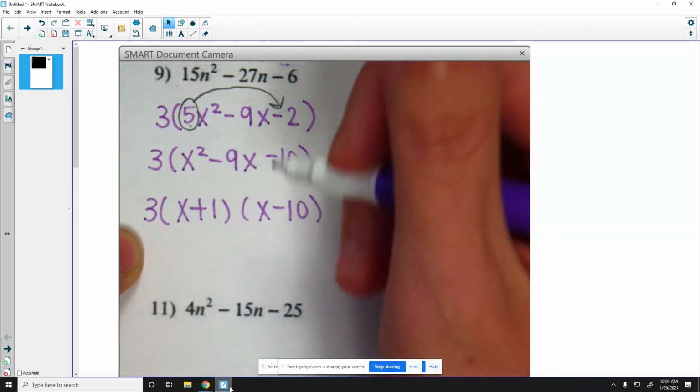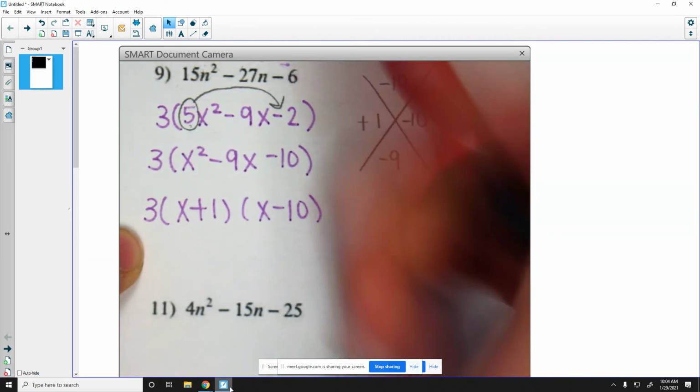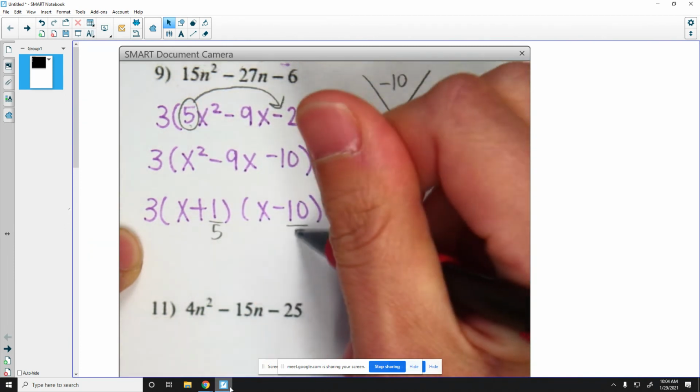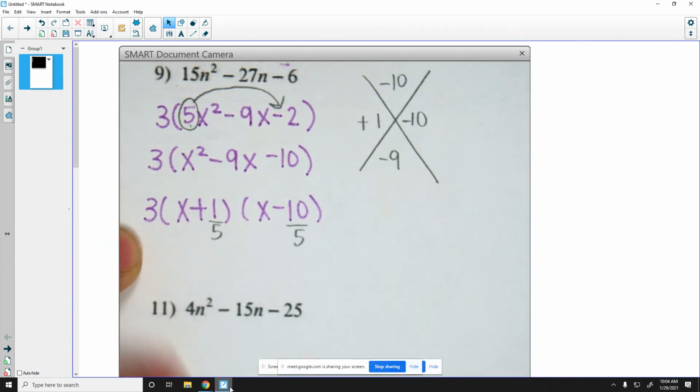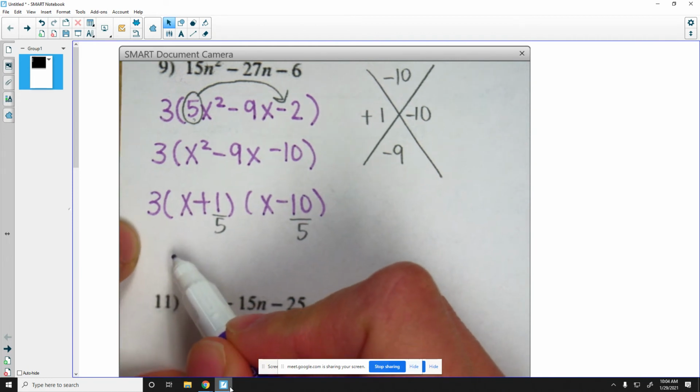Divide by 5. Thank you, right? Since you times it by 5, you have to now divide by 5, divide by 5. Okay, somebody other than Kip or Luke or Ella or Sam, what's my final answer?